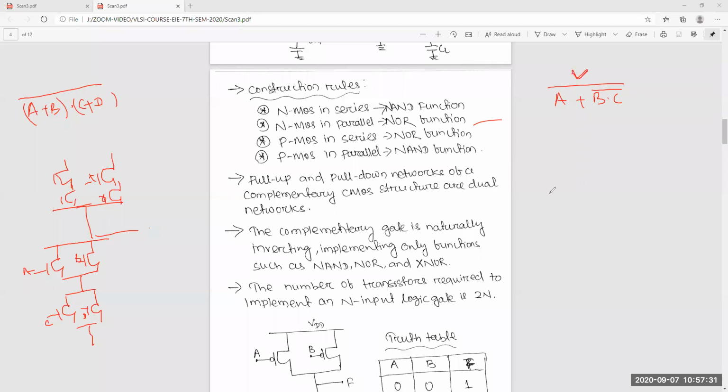So in the pull down network, B and C will be in series, in parallel with A. B and C in series, parallel with A. Okay, so if you do the pull down, then you can easily do the pull up network. In the pull up network, B and C will be in parallel, in series with A.